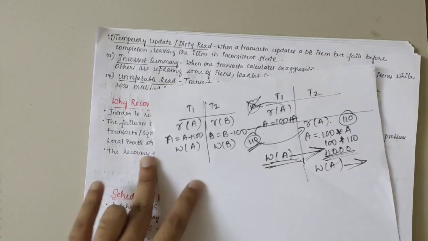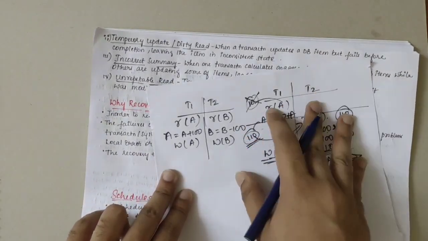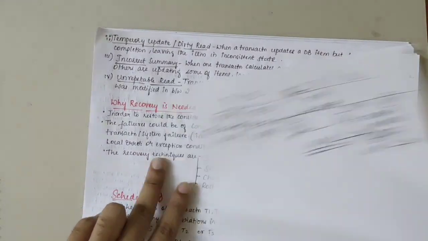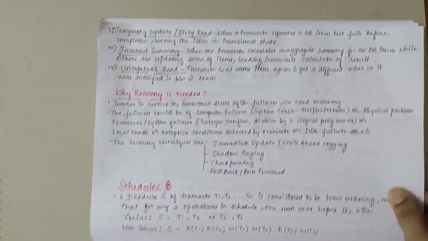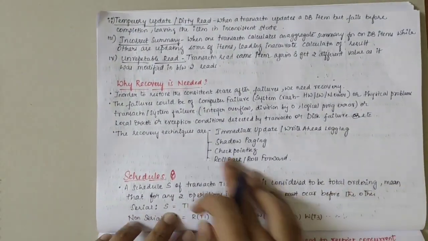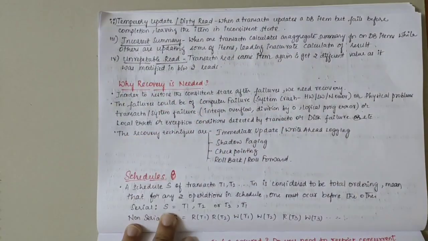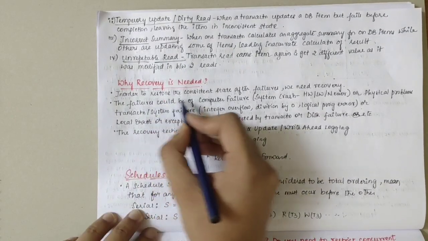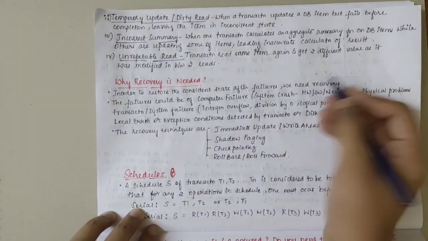In exam also, they expect us to draw one particular diagram of two transactions and explain all the problems. So this was about problems about concurrency control. Now we'll look into why recovery is necessary. So in order to restore the consistent state after failures, we need recovery.